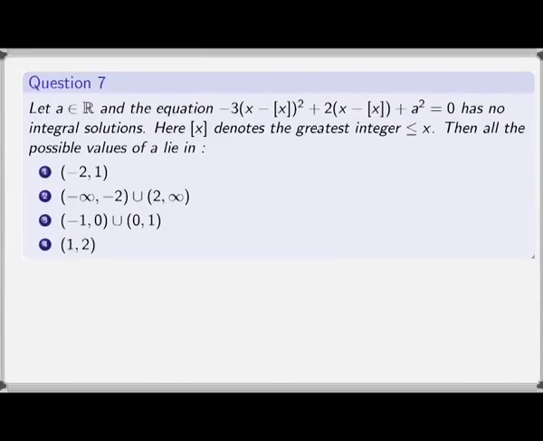Welcome to the second problem solving session on quadratic equations. In the first problem solving session we solved a total of 6 problems. So today we will start with the 7th problem. This is our 7th question.